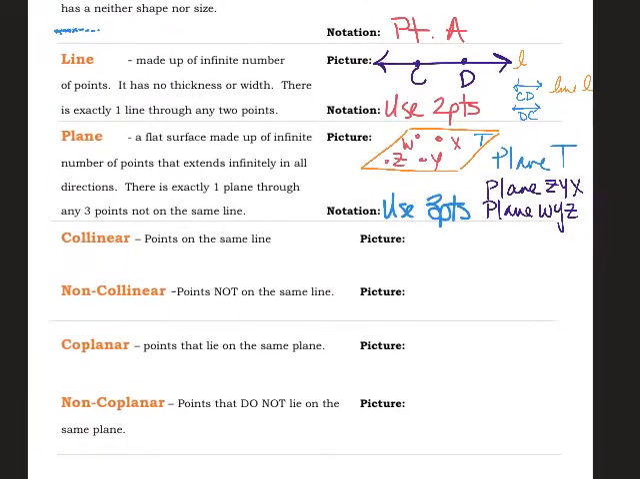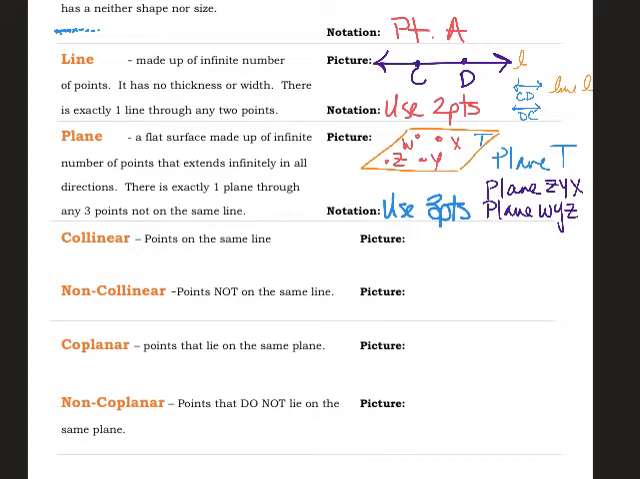If your parents say they have a coworker, why would they call them a coworker? They work at the same facility, the same place, right? If you're cooperating, you guys are all cooperating in a group to get an answer, what are you all doing? You're working together, but the key word is together. So collinear means together on the same line. So collinear means 3 points on the same line.